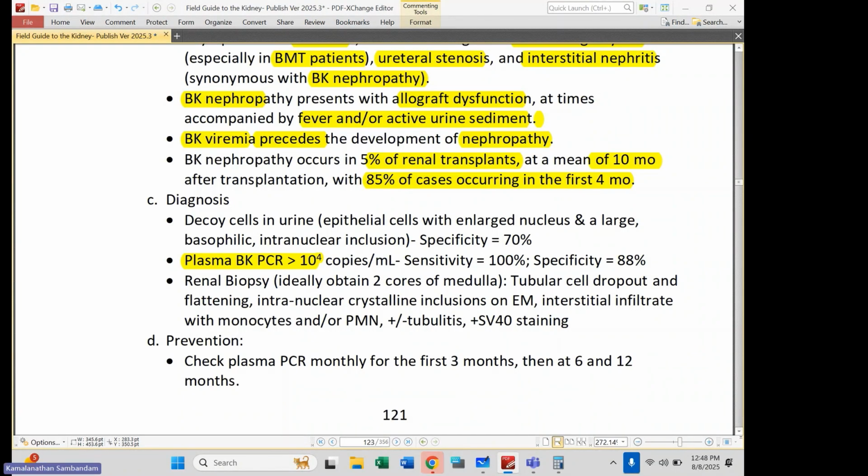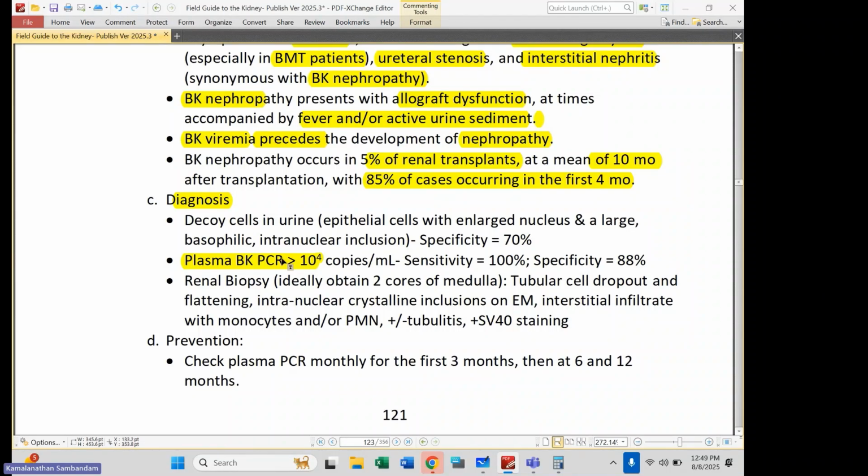If you're 2 years into it, you got a rejection treatment, you might want to check BKs again. But if somebody's not had a rejection, you don't need to check BKs after the first year, okay? How do we diagnose BK nephropathy?